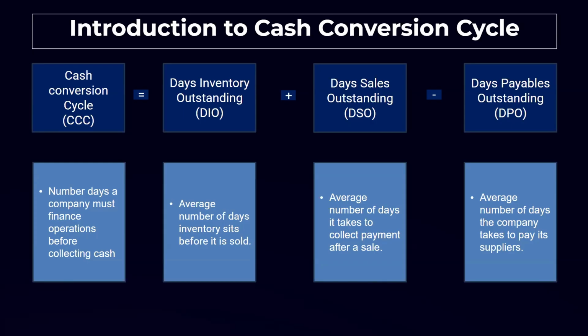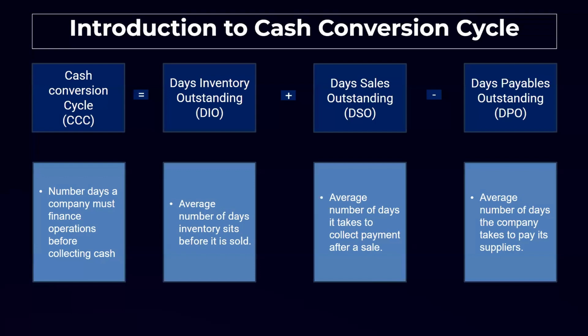But let's first look at the mathematical formula of cash conversion cycle. Cash conversion cycle is equal to days inventory outstanding plus days sales outstanding, subtracted by days payable outstanding. So cash conversion cycle looks into three aspects. First one is inventory. Second one is your accounts receivable. And third one is days payable outstanding.